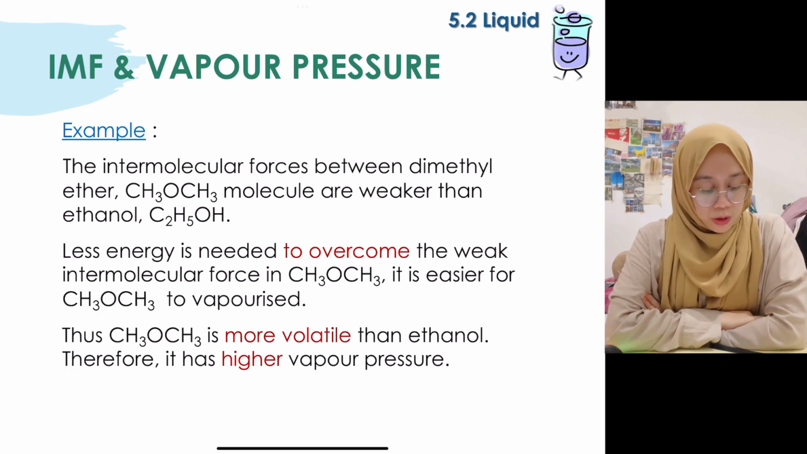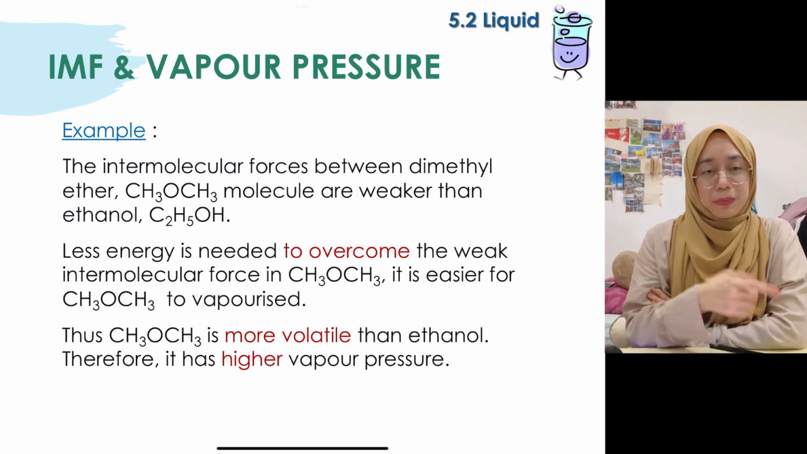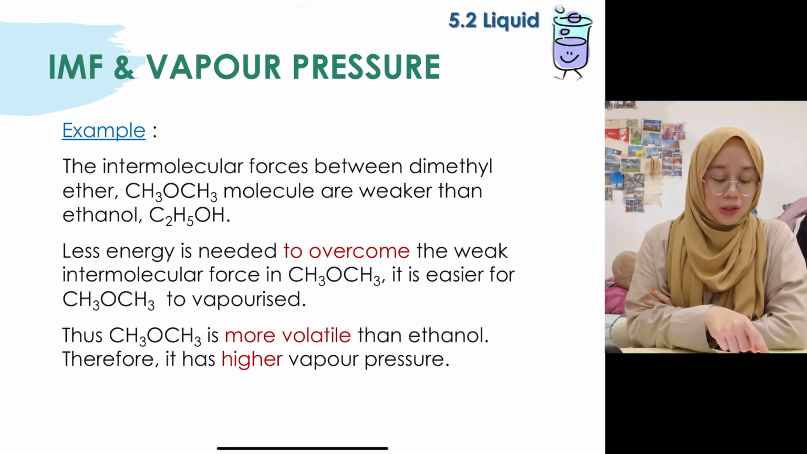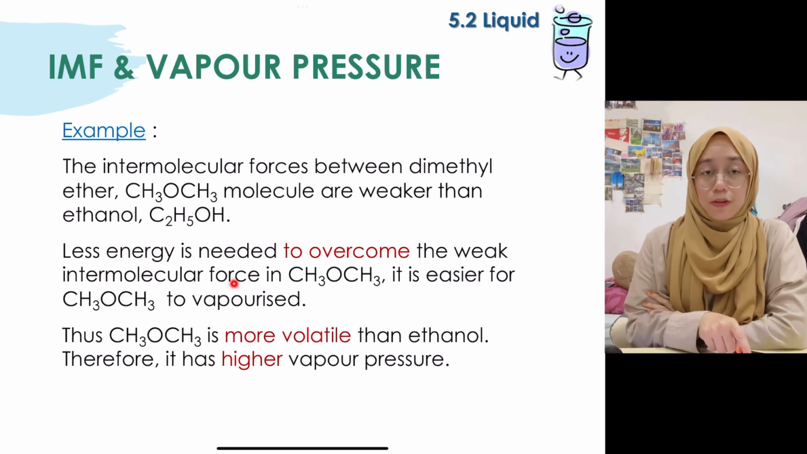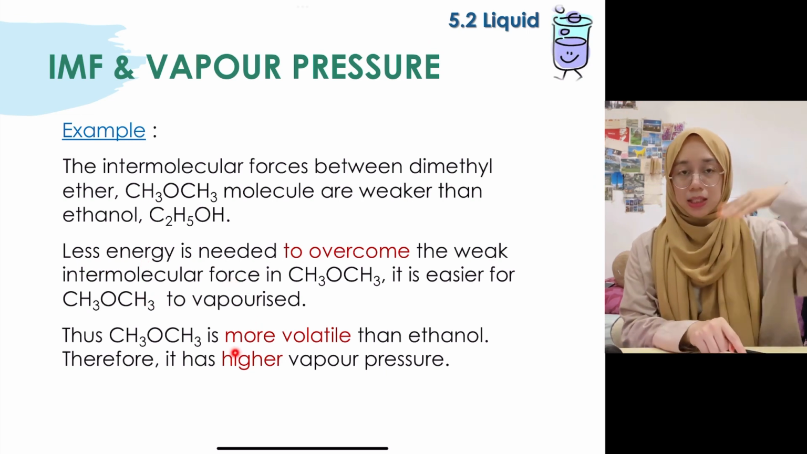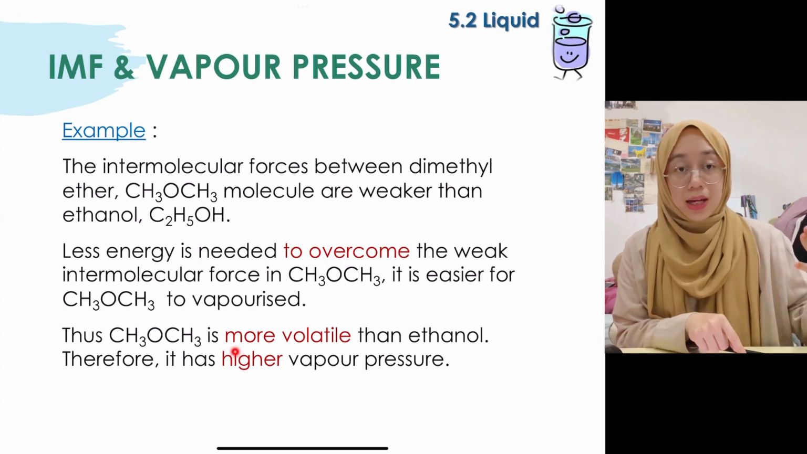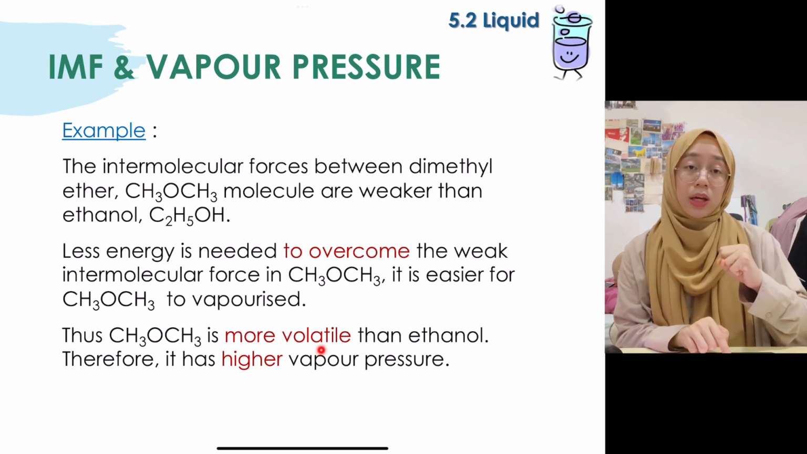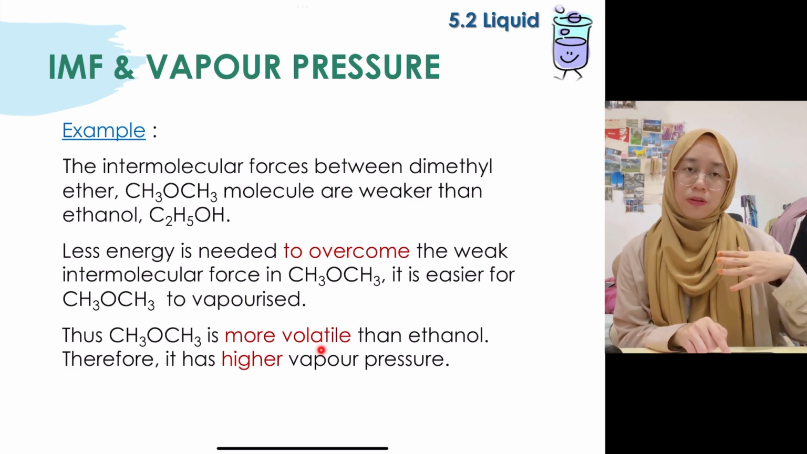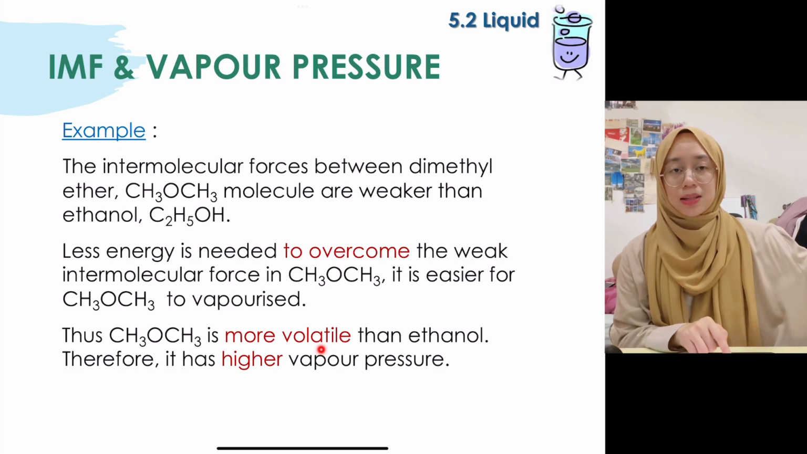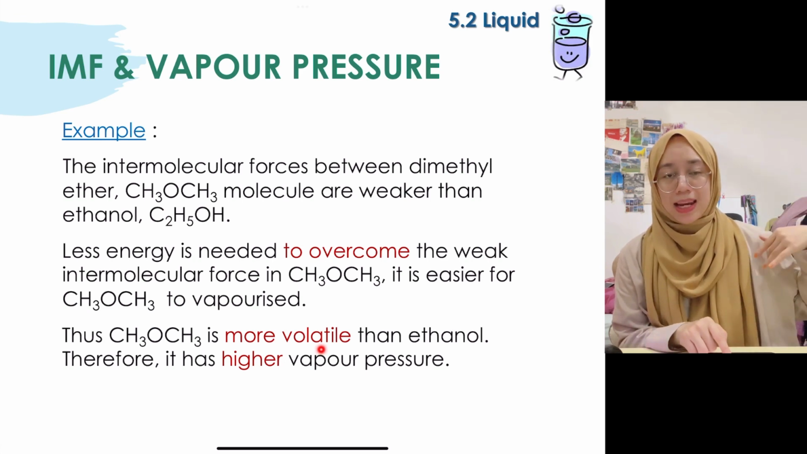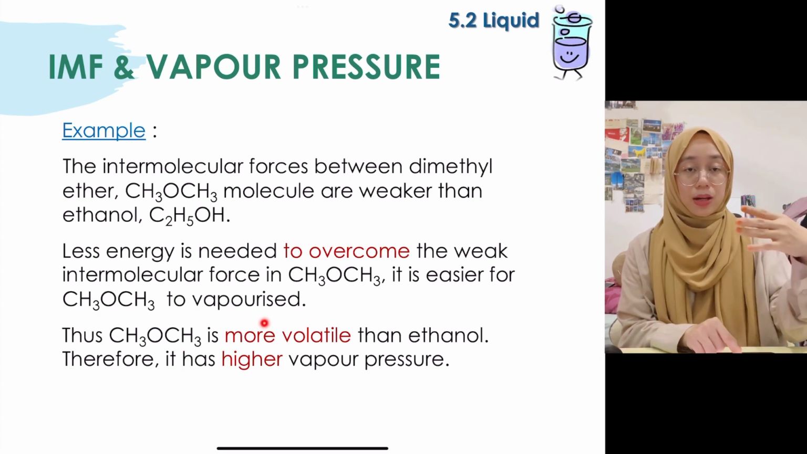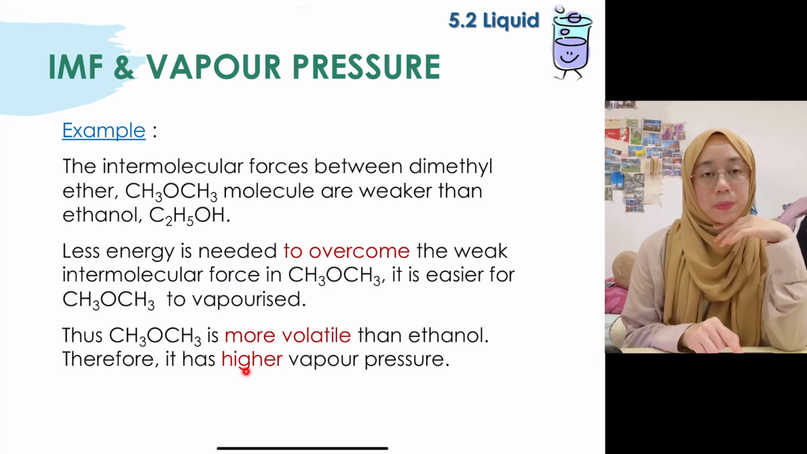Okay, so untuk kita punya CH3 ether, mesti panggil ether lah. Untuk ether kita ni, since the intermolecular forces is weak, okay, so less energy is needed to overcome the weak intermolecular forces. That's why they easily vaporize. So bila they easily vaporize, it is said to be more volatile compared to ethanol, because ethanol ni tadi dia strong intermolecular forces. So kalau strong intermolecular forces, susah untuk dia vaporize. Okay, so dia diconsidered sebagai less volatile. Okay, therefore kalau yang more volatile ni, meaning it has a higher vapor pressure.